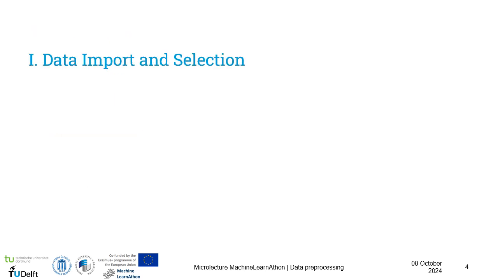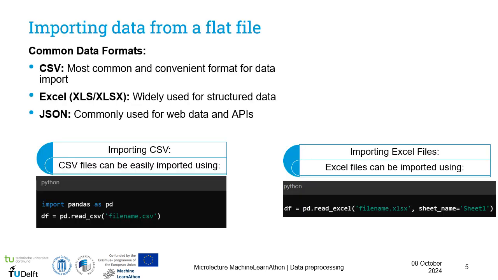Section 1, data import and selection. In the beginning, we need to be able to import data to Python. There are different types of flat files and different formats. Most commonly we can meet CSV files, Excel or JSON. In order to import CSV, we can use the pandas method read CSV, where we specify the file name and import into a data frame. If we are importing an Excel file, we are using a different method called read Excel, where we specify the file name as well as the name of the sheet.